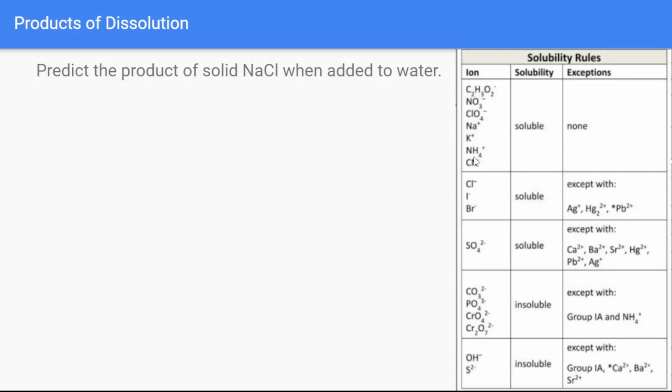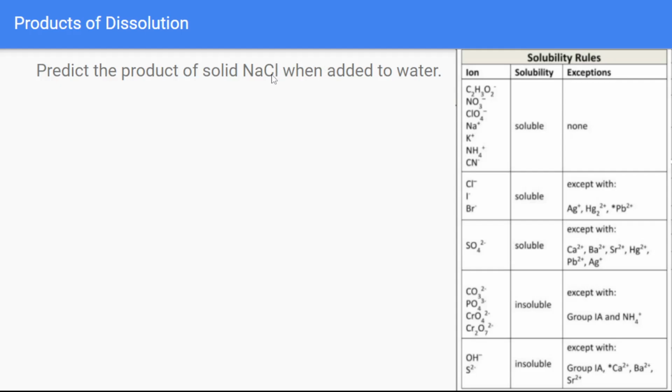So with this category right here, all of these are soluble with no exception. So no matter what, these are soluble. And notice that you have sodium in this section, right? So sodium, no matter what, is soluble. In this section, you have another set that are soluble, but if they're bonded to silver, mercury, or lead, guess what? That's an exception, so it would be the opposite. Instead of being soluble, it would be insoluble.